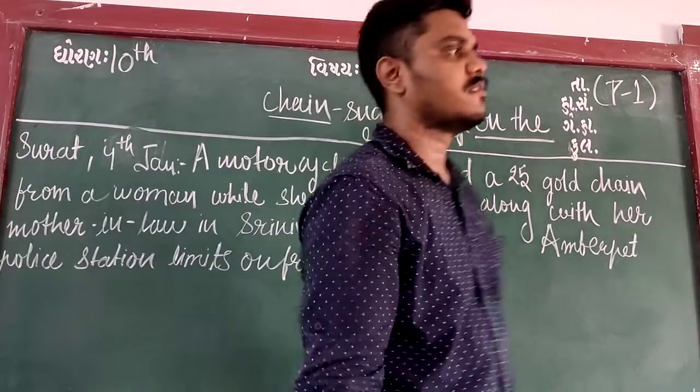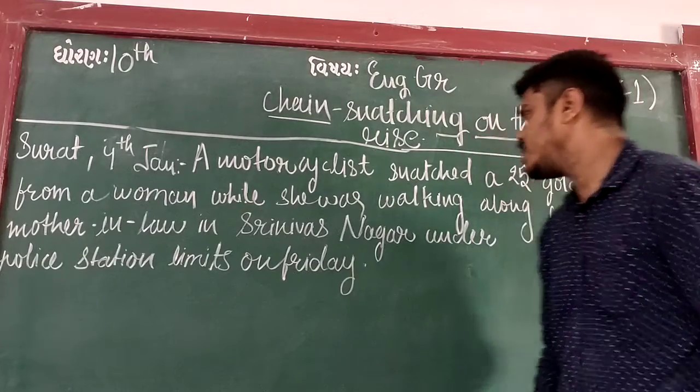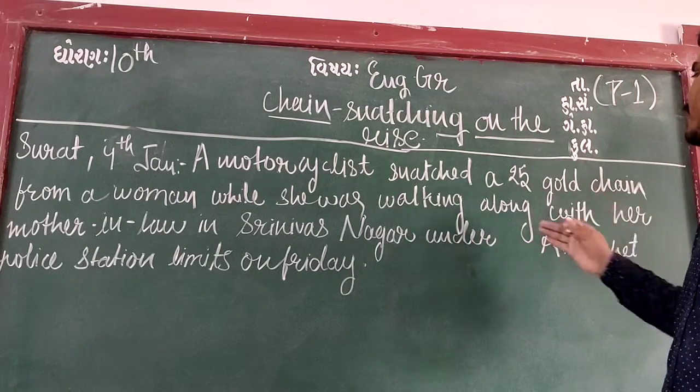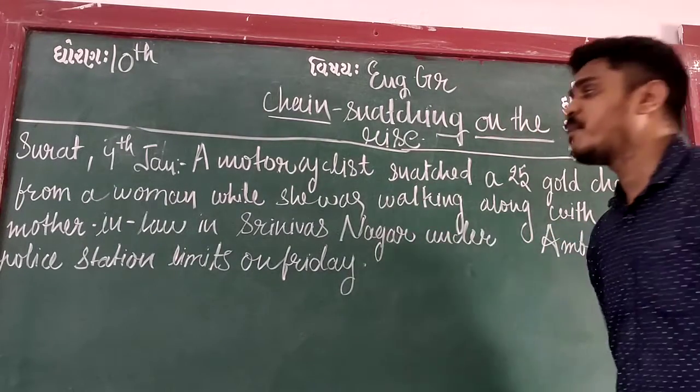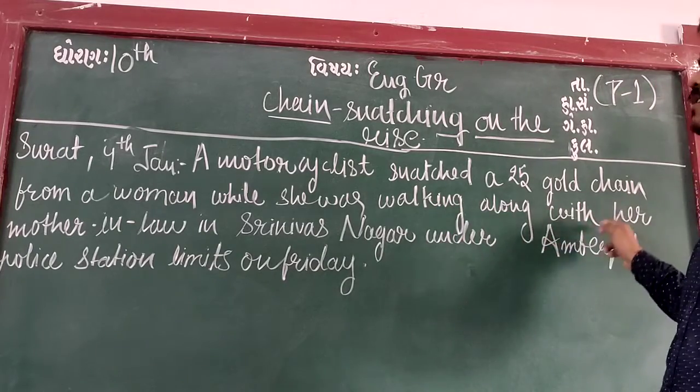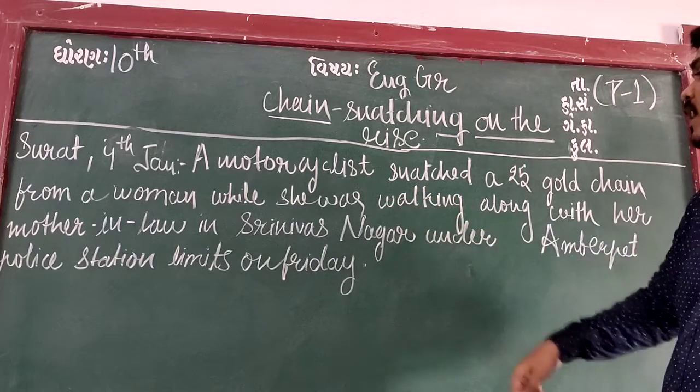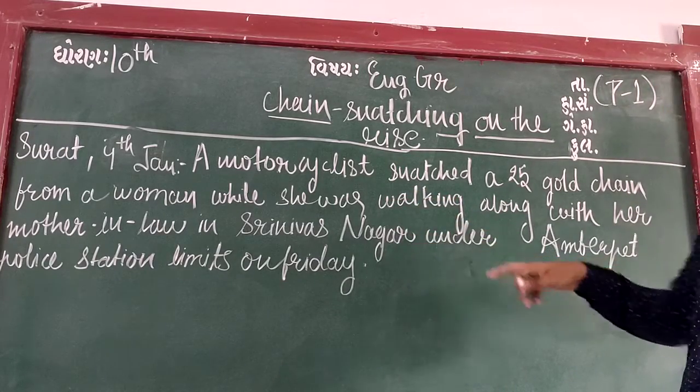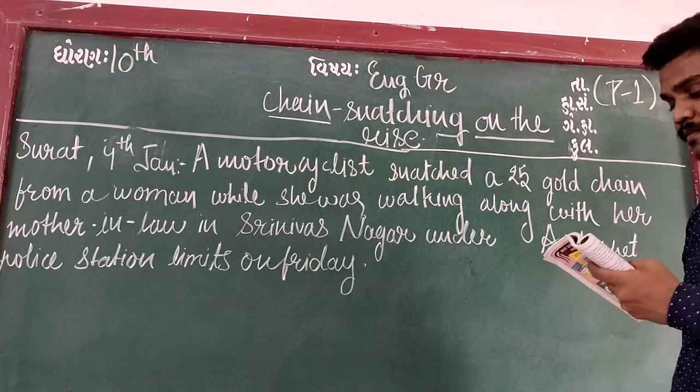On 4th Jan, a motorcyclist snatched a 25 gold chain from a woman while she was walking along with her mother-in-law in Srinivas Nagar under Embarked police station limits on Friday.